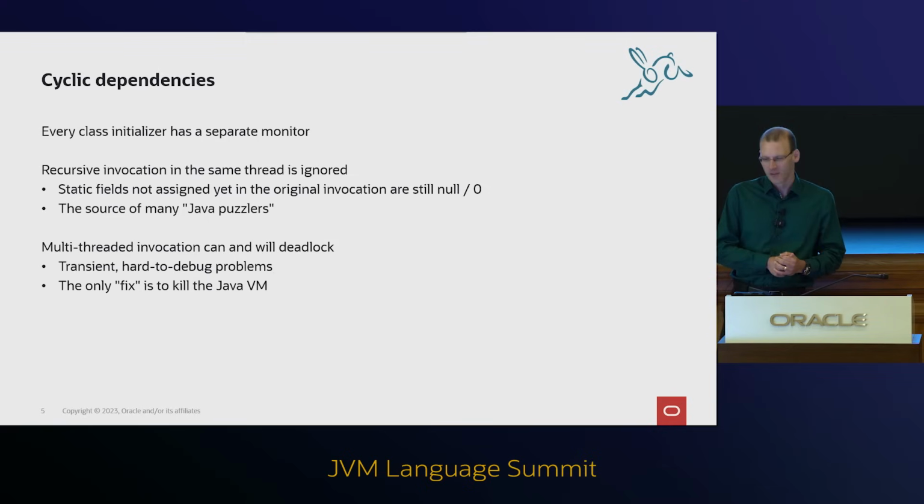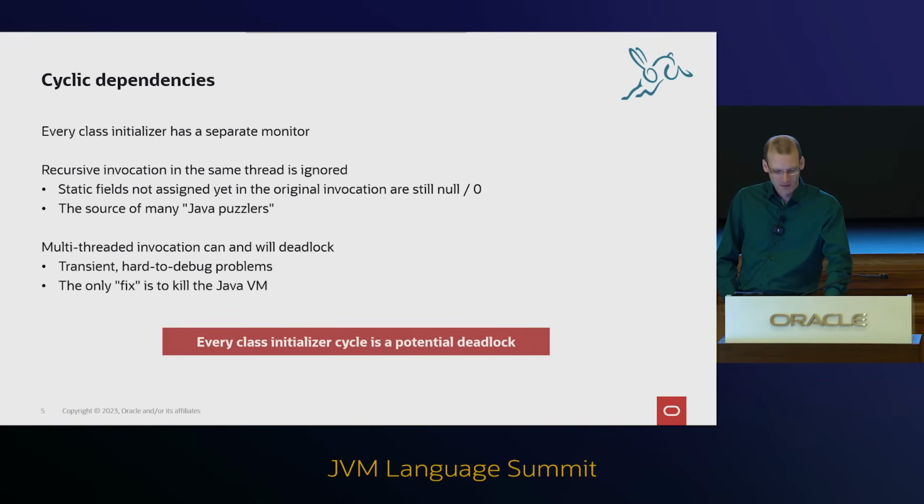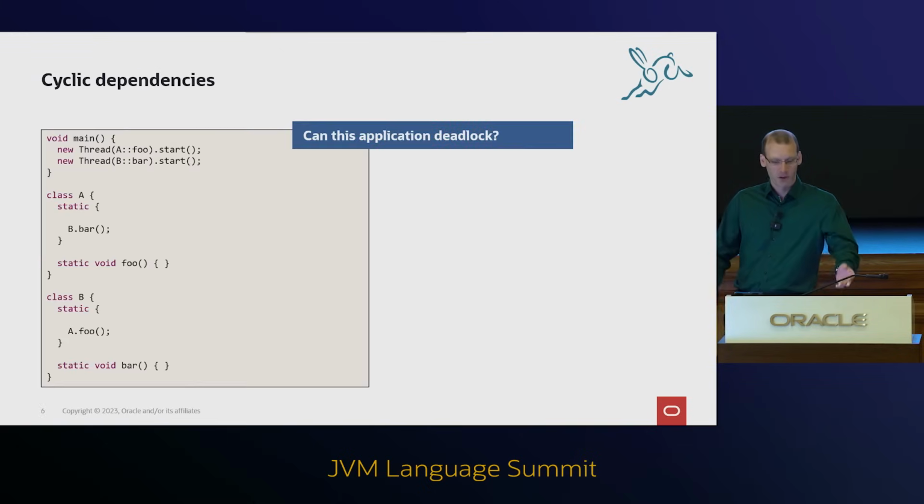The only thing you can do is a hard kill of your JVM, and that's the only way you get out. You cannot even do a System.exit, because System.exit will wait until your class initializer has completed, which it will not. So every cycle is a potential deadlock. Is that a problem? Well, I have the simplest possible cycle between class initializers, two classes A and B.